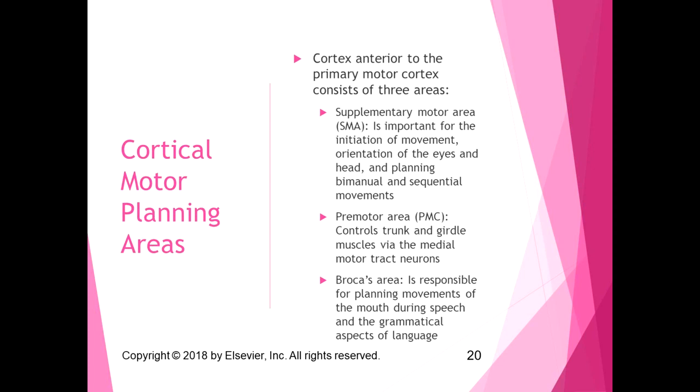neurons. And Broca's area is responsible for planning the movements of the mouth during speech and the grammatical aspects of language. So really interesting. So Broca's is basically the premotor area for speech. It's a motor planning area that is dedicated to the muscles of speech. Interesting, right?